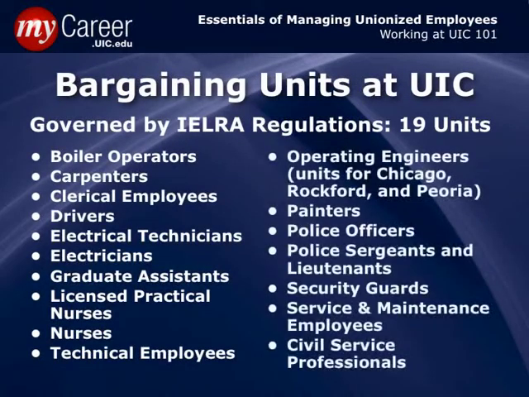IELRA regulations govern composition of bargaining unit parameters and establish presumptive campus-wide bargaining units. UIC has 19 collective bargaining units.